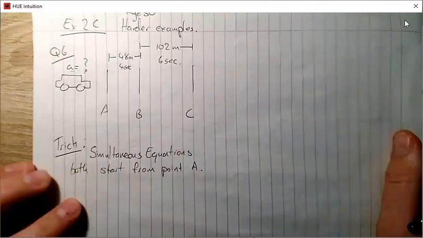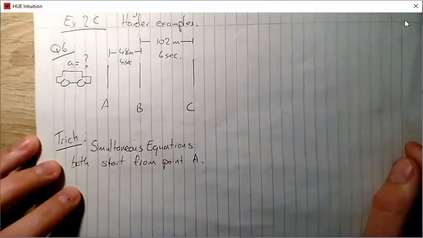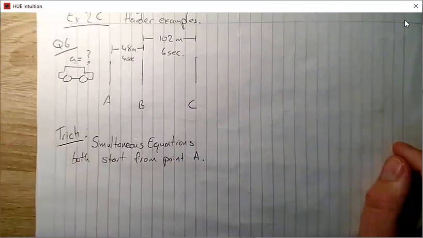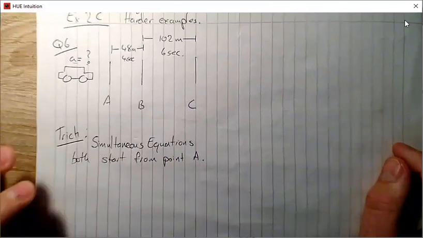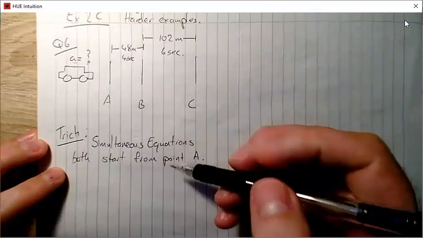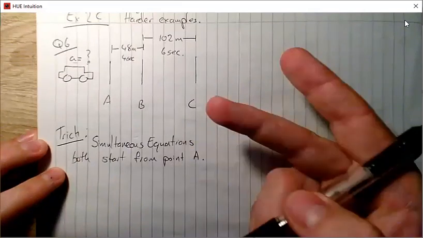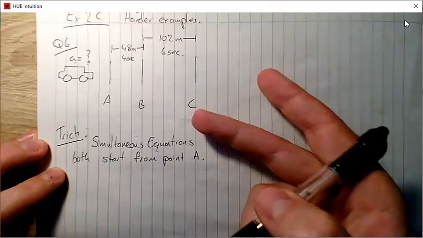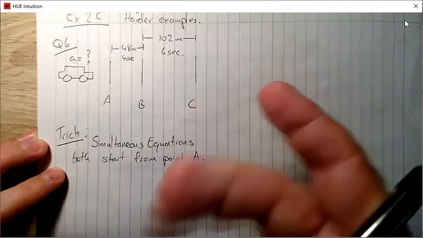Now, this type of question comes up a lot in 2C. You'll see it come up quite a lot in this exercise, where you've got these multiple posts. What you need to do is generate two simultaneous equations and two unknowns, which is a very common trick in applied maths. And then you solve the simultaneous equations to get your answer.